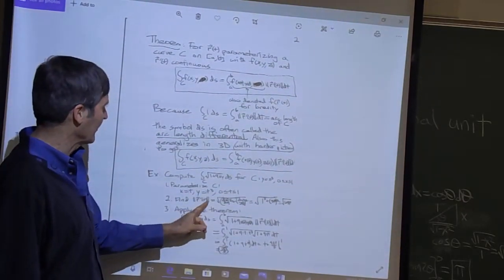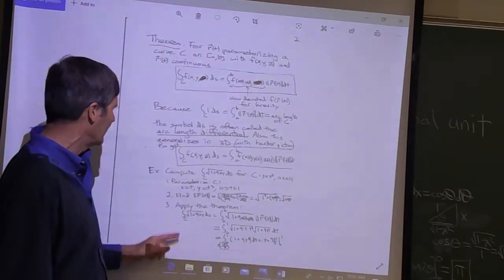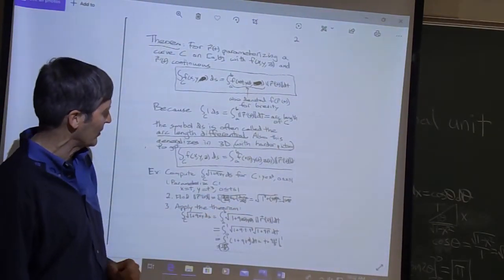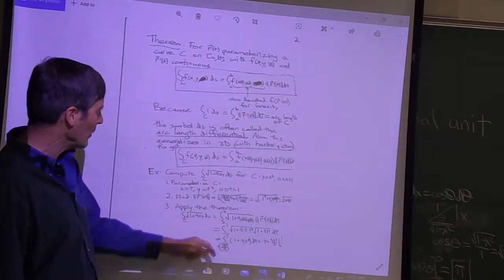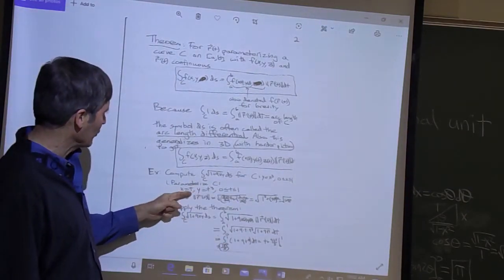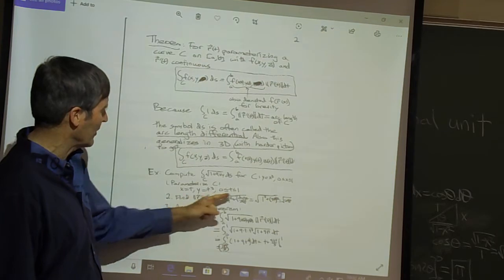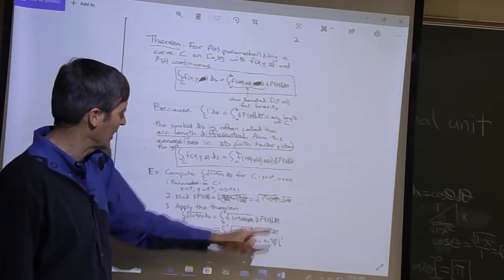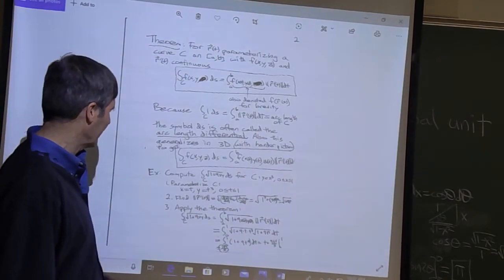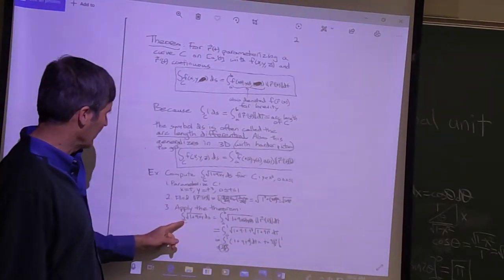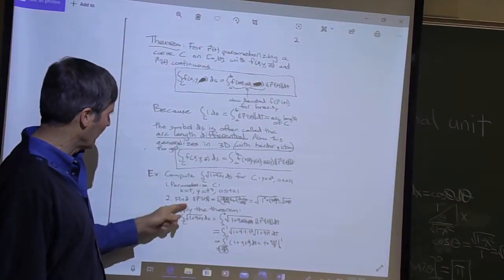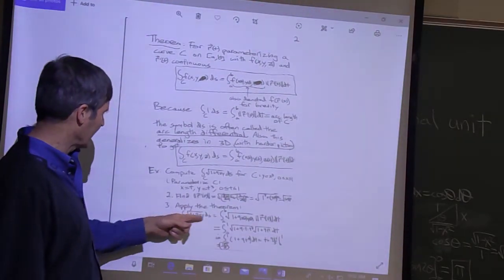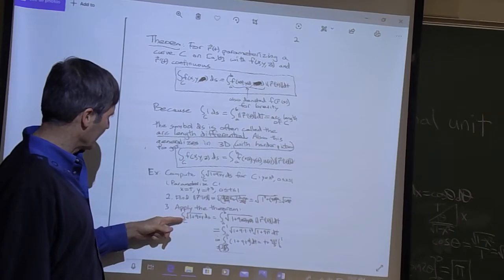Then we find the length of r prime of t, because we need it in the formula. The length of r prime of t is the square root of (dx/dt) squared plus (dy/dt) squared. Well, if dx/dt is 1 and dy/dt is 3t squared, we square, sum, and square root those, and we get the square root of 1 plus 9t squared for the length of r prime of t.